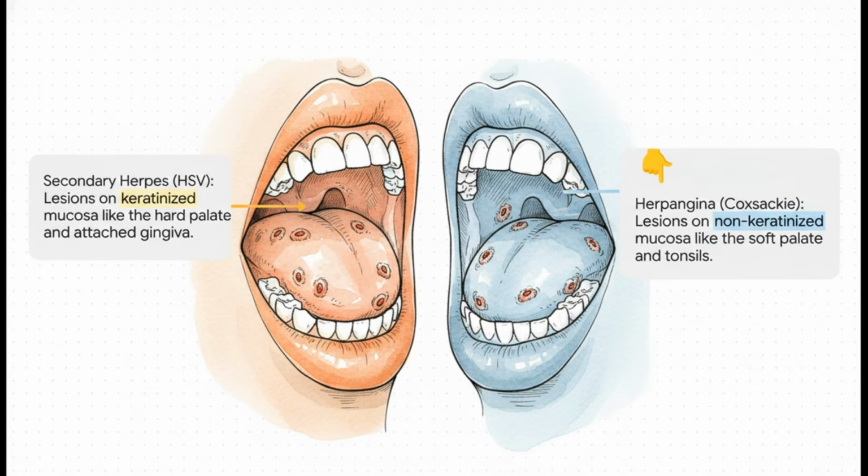Next up, two viral infections that give you oral ulcers. So how do you tell them apart? It's all about the real estate. Secondary herpes loves keratinized tissue, that's the hard palate and the attached gingiva. Herpangina, which is from Coxsackie virus, is a squatter on non-keratinized tissue, way in the back, soft palate, tonsils. It's a classic diagnosis based purely on location.